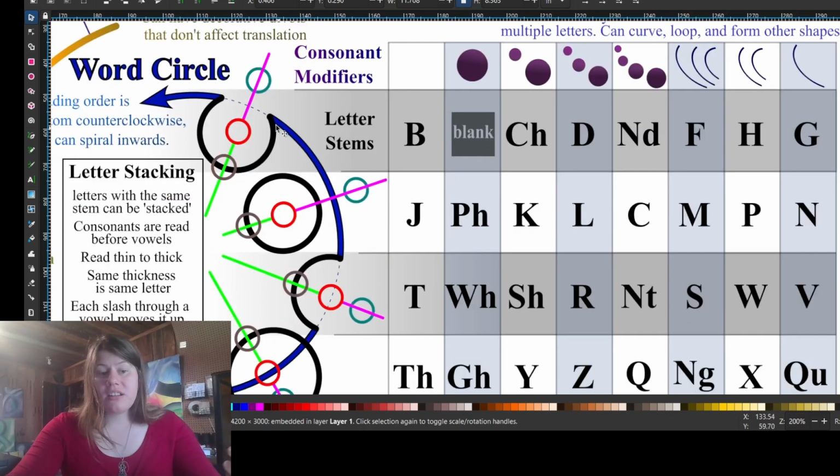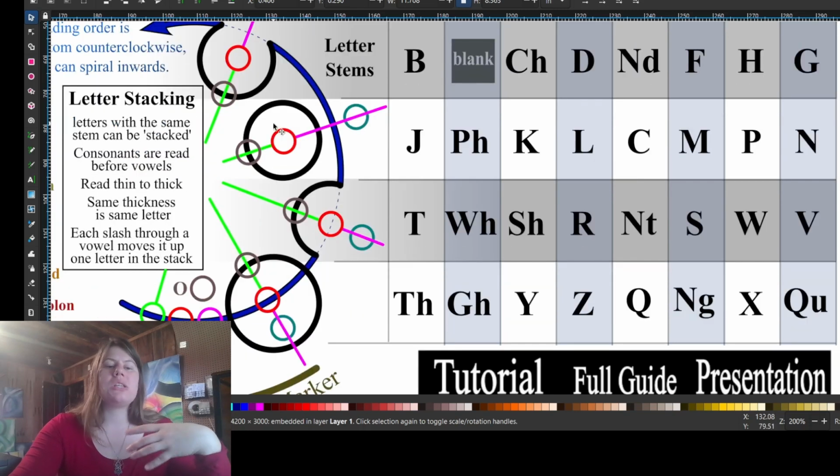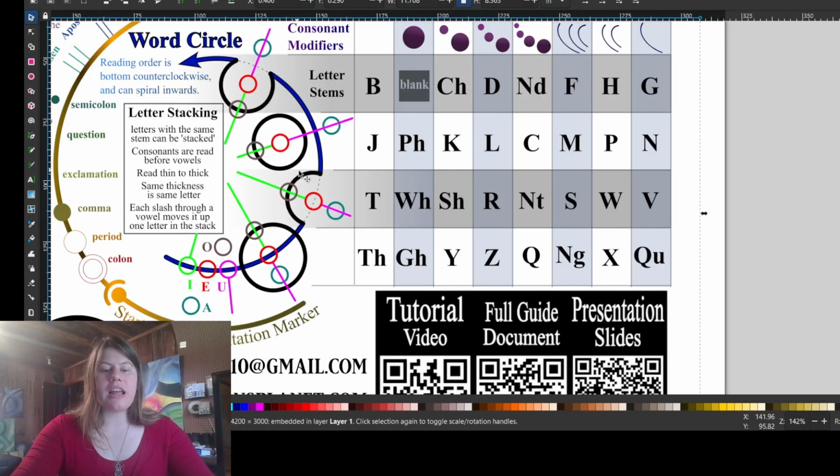Vowels are read after consonants, so this would be a B before the O, E, or A. This would be a J read before the vowel, so on and so forth. And a slash through a vowel, so like not a line modifier, not connecting to anything else, but just like a little hash line through our vowel, moves it up 1 letter in the stack. So that is letter stacking, and letter stacking is tricky.